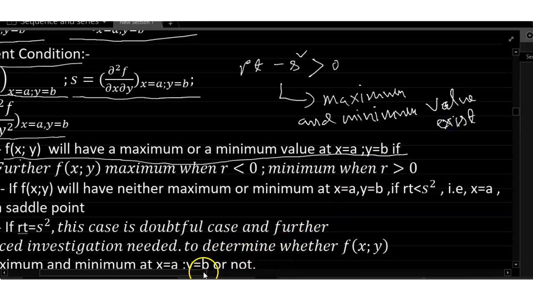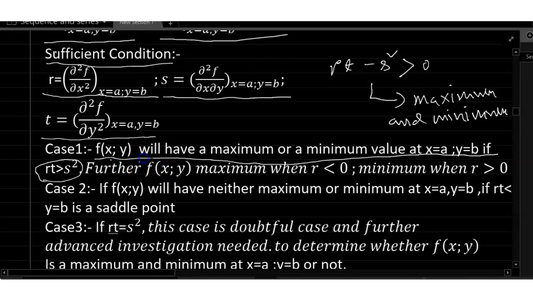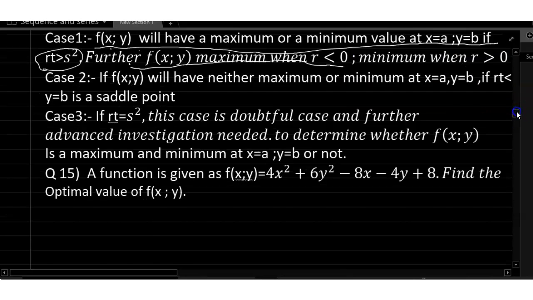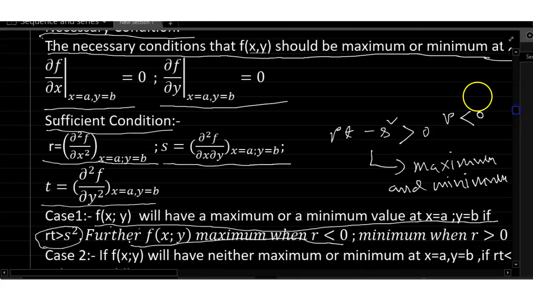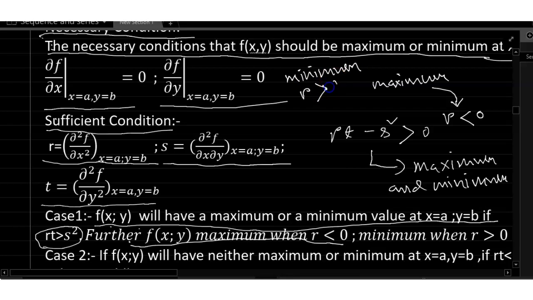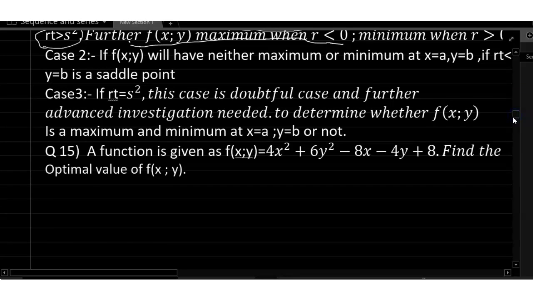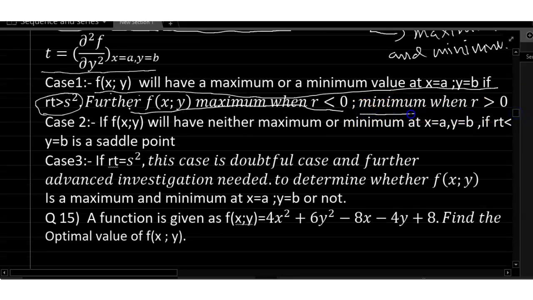Maximum and minimum value exist, and further, if f(x,y) has a maximum value, then r is less than 0. Then it is maximum. And minimum is when r is greater than 0. R less than 0 is maximum, and r greater than 0 is minimum.